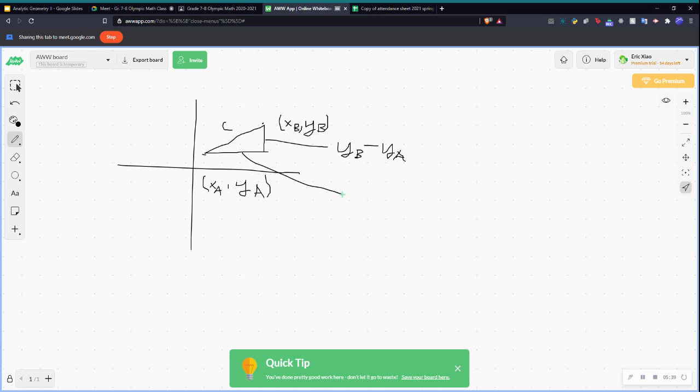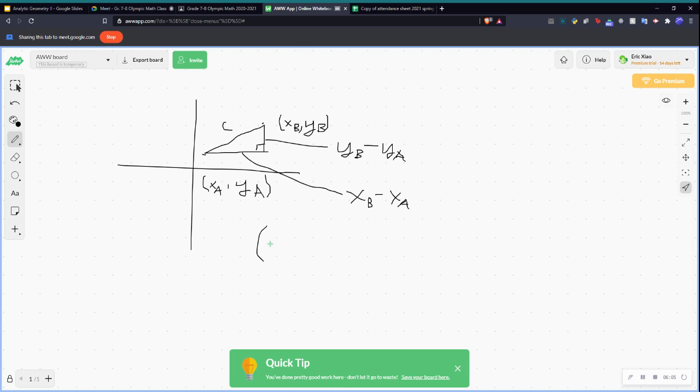And we also have a horizontal component. It's just the difference between the x coordinates, xb minus xa. So remember, vertical and horizontal components form a 90 degree angle, or a right angle right there. And you see that this is a right triangle, right? So that means you can use the Pythagorean theorem here.